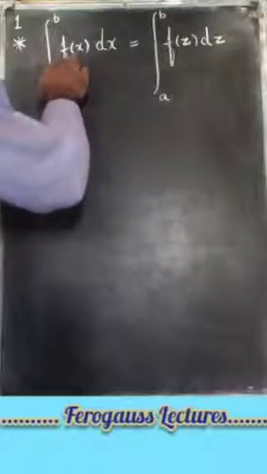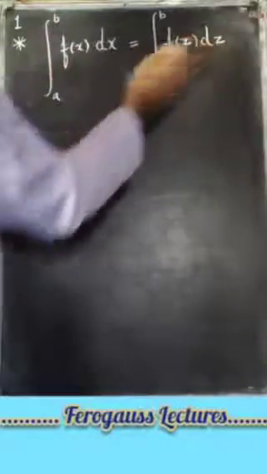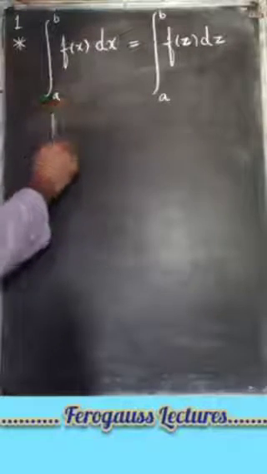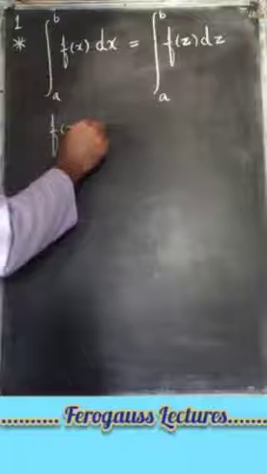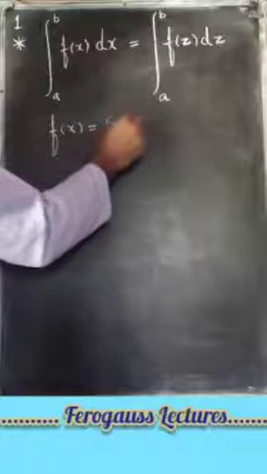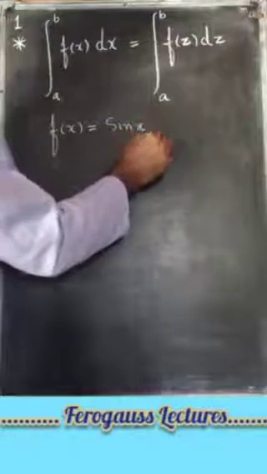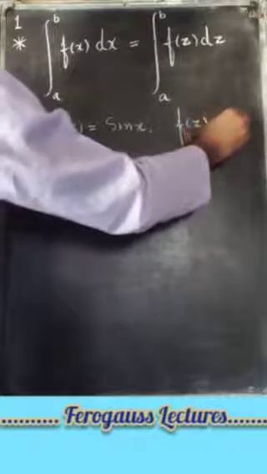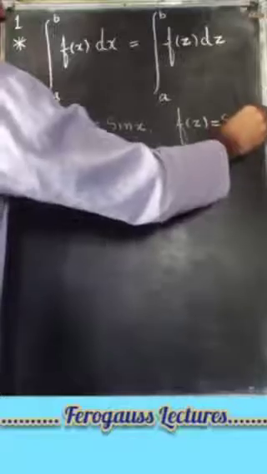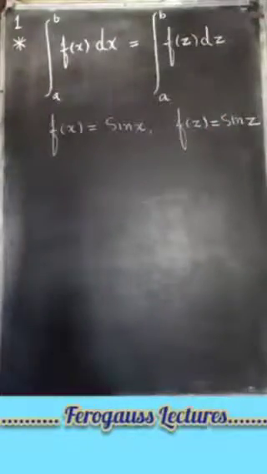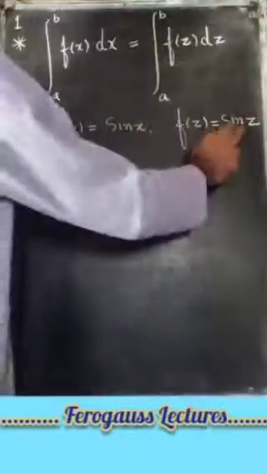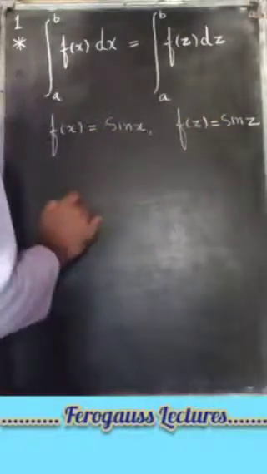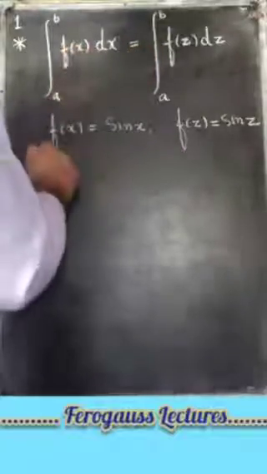Here the functions f(x) and f(z) are of the same nature, that is, if f(x) is equal to sin x, then f(z) is equal to sin z. Or we can say only the variable is different. The function is the same, but the variable is different. Now let us prove this result.